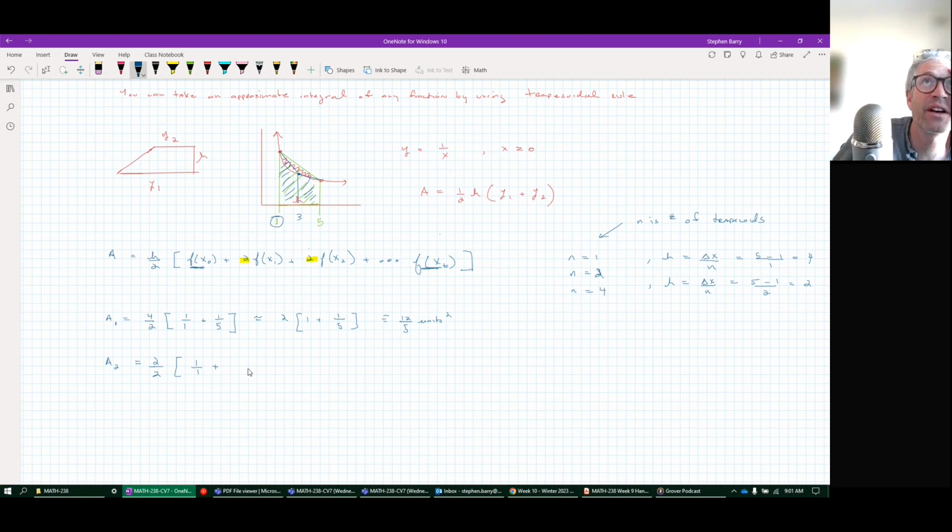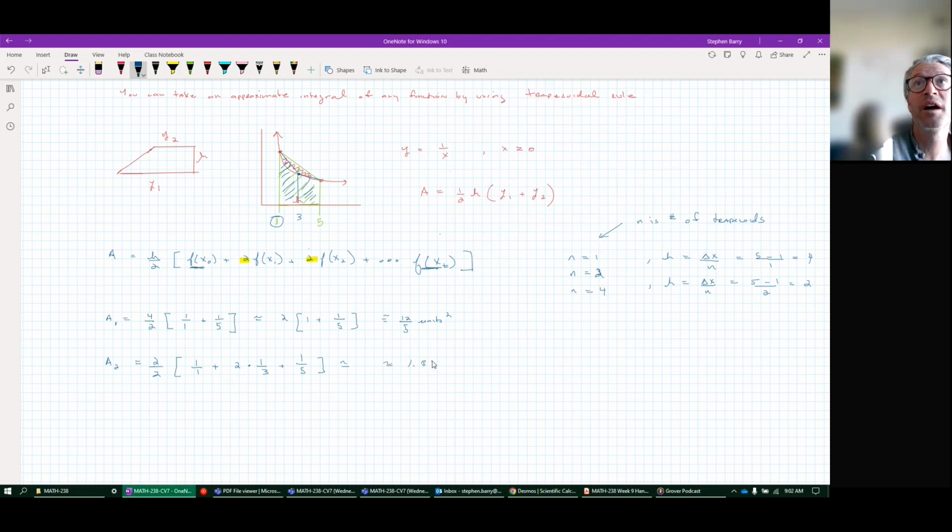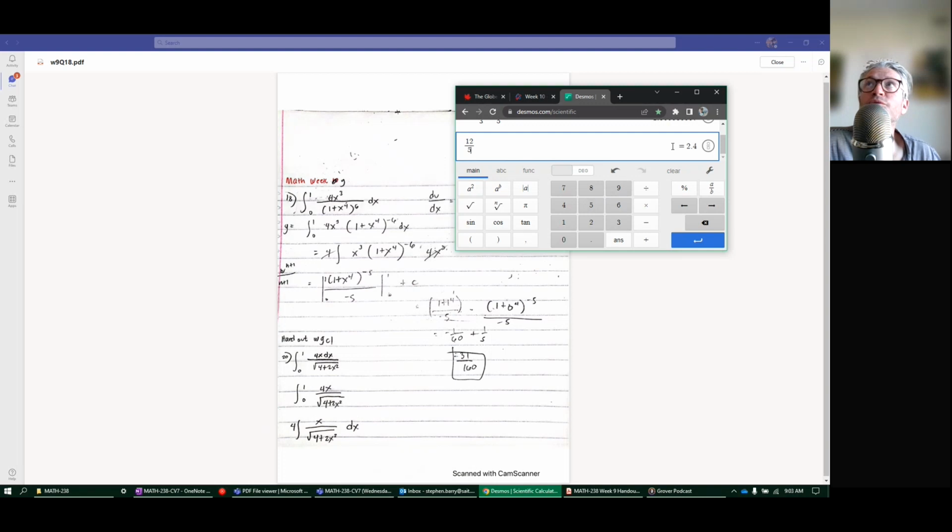The x naught value is still the lowest boundary, so it's still going to be 1 over 1. Now what's my second value? My second value is 3, so 1 over 3. And then my last value is still the same, 1 over 5. Okay, so here I have 1.89 approximately. And the earlier one was 2.4. So that's quite a large overestimation.